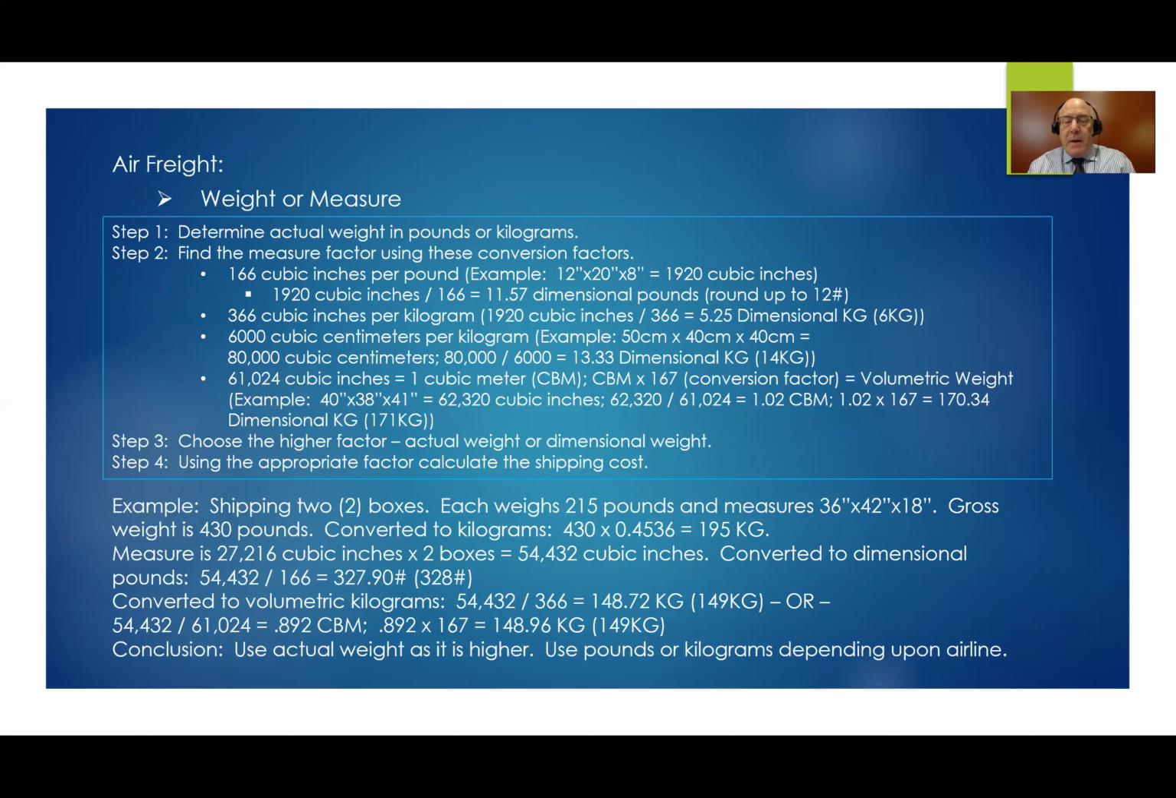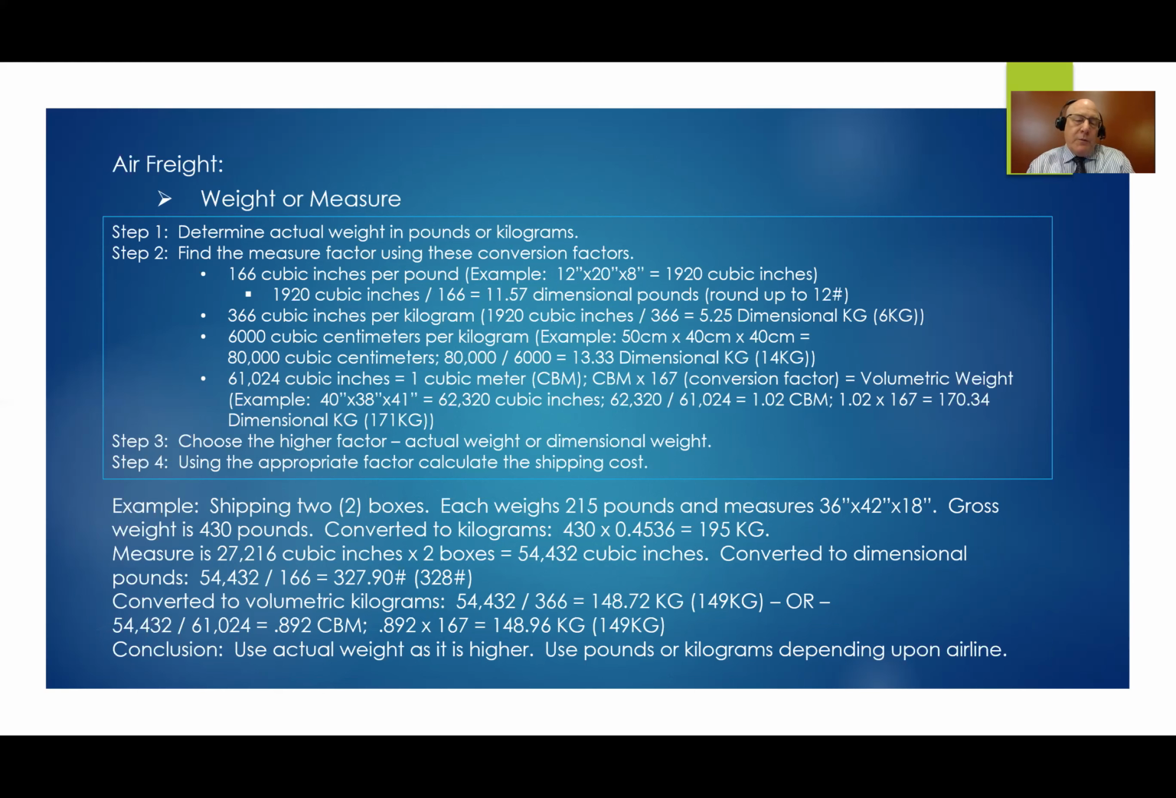And when we convert that to a dimensional pound by using our 166, we're going to have 327.90 pounds, or 328 pounds. If we are going to convert that to kilos, though, because we've got to measure kilos to kilos, pounds to pounds, if we convert that 54,432 cubic inches and divide that by our 366 conversion factor, we're going to end up at 148.72 kilos, or 149 kilograms.